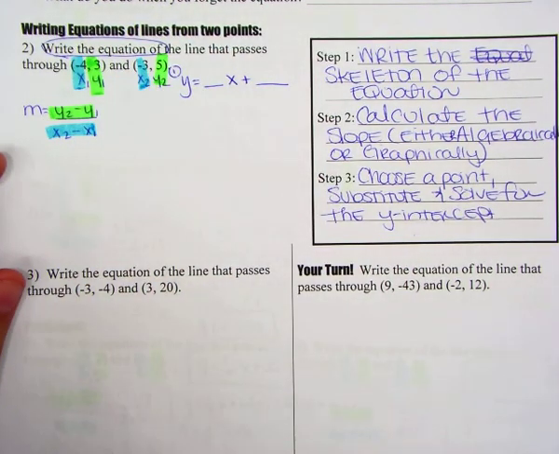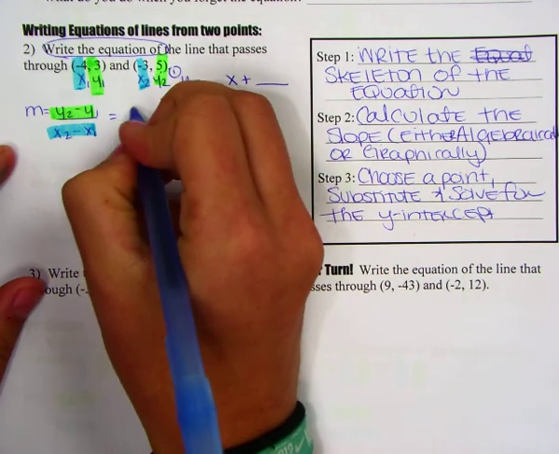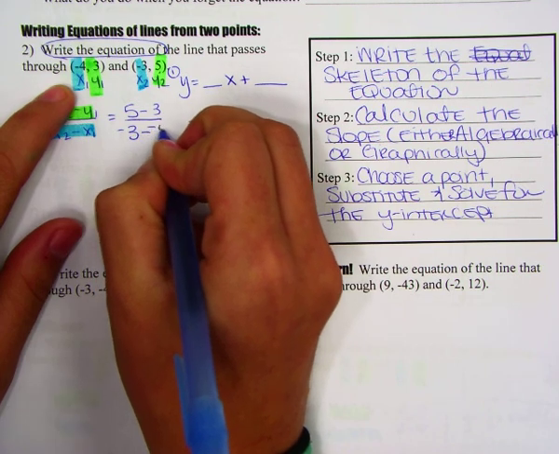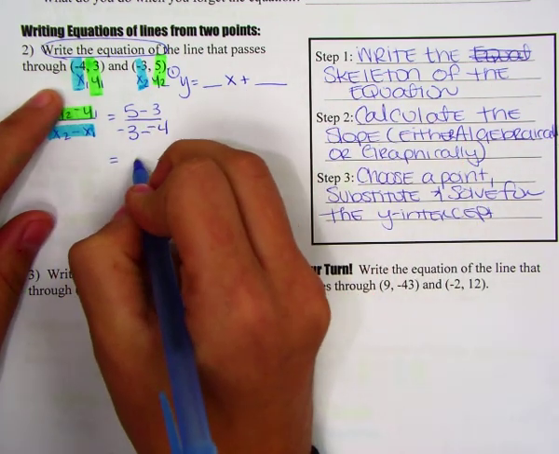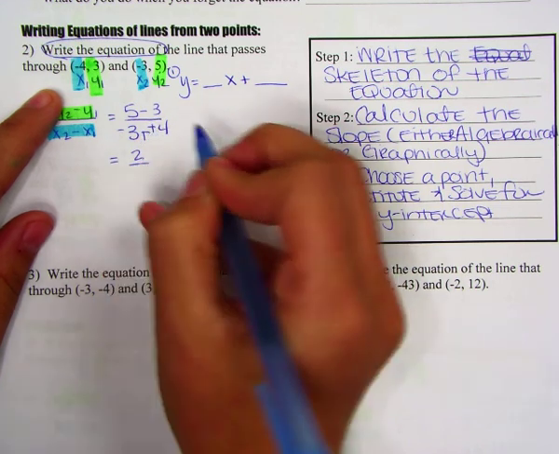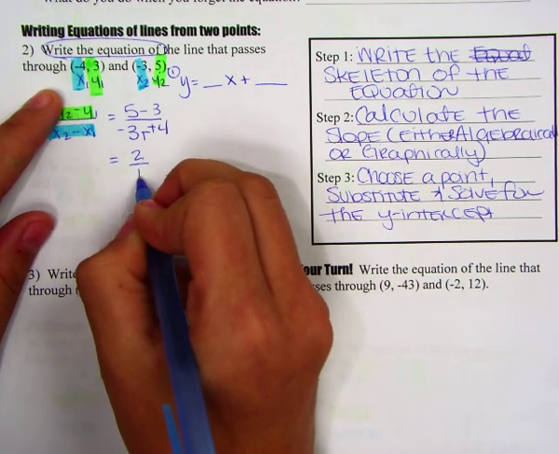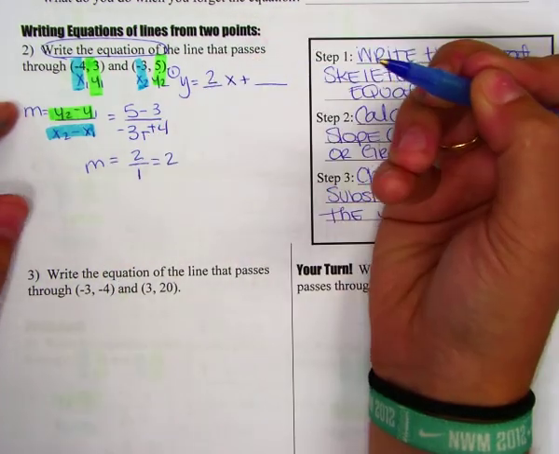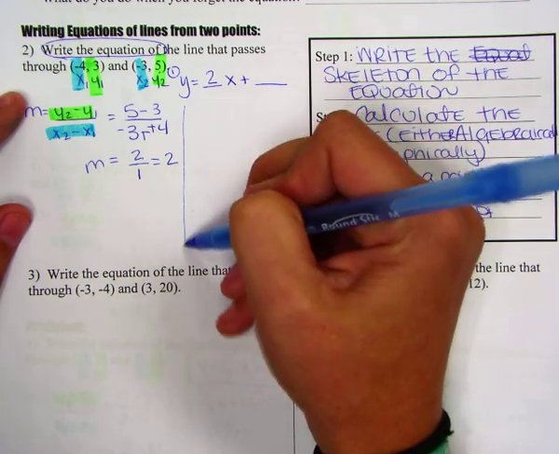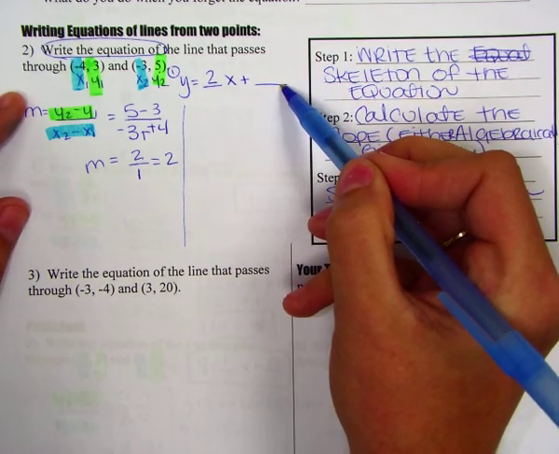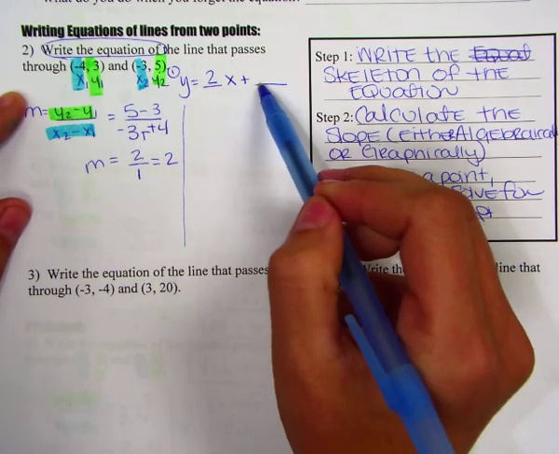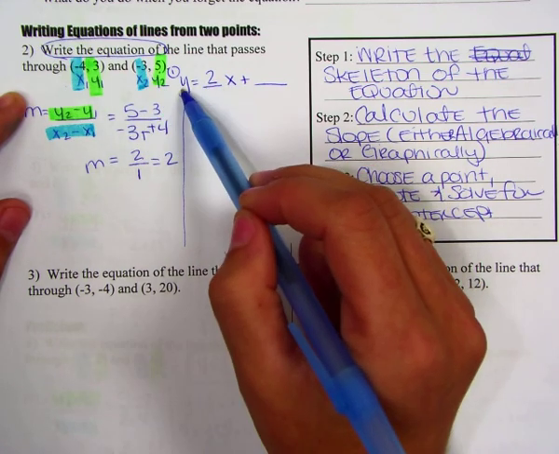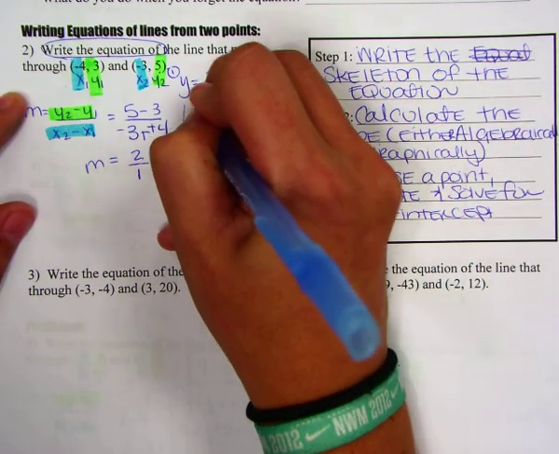Okay? So now substitute 5 minus 3 divided by negative 3 minus a negative 4. 5 minus 3 is 2 plus a positive. Negative 3 plus 4 is a positive 1. This is my slope, so it goes here. Now, I'm missing my y-intercept, but what I know are two solutions. So to solve for my y-intercept, I'm going to take one of my solutions, either one, substitute them in for x and y, and solve for my last unknown variable.